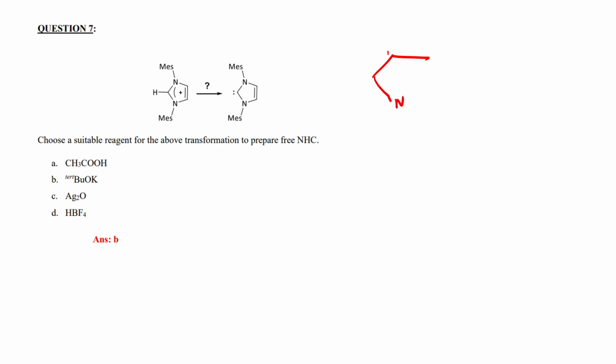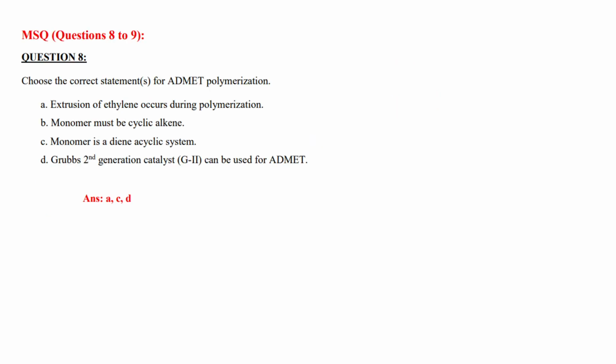Here you have this. So a negative charge is generated now. That's nothing but here base and the proton taken up, so this is neutralized. So it is nothing but this carbene. Now if we look into the options, an acidic medium would not be enough to do that, because base is used. So B would be the right option.